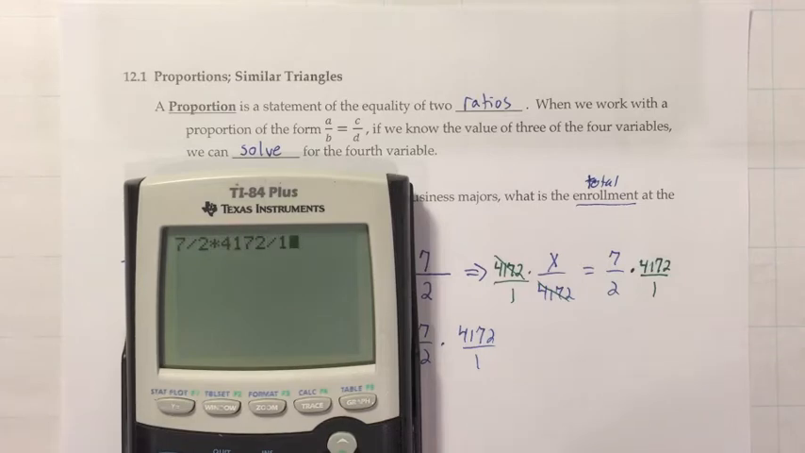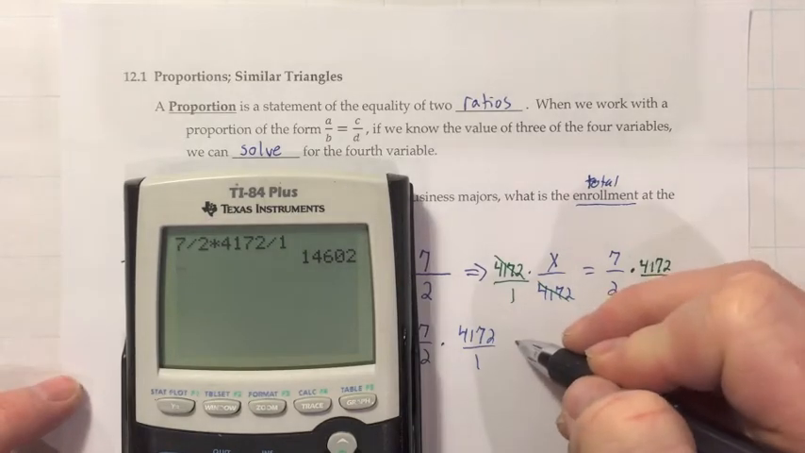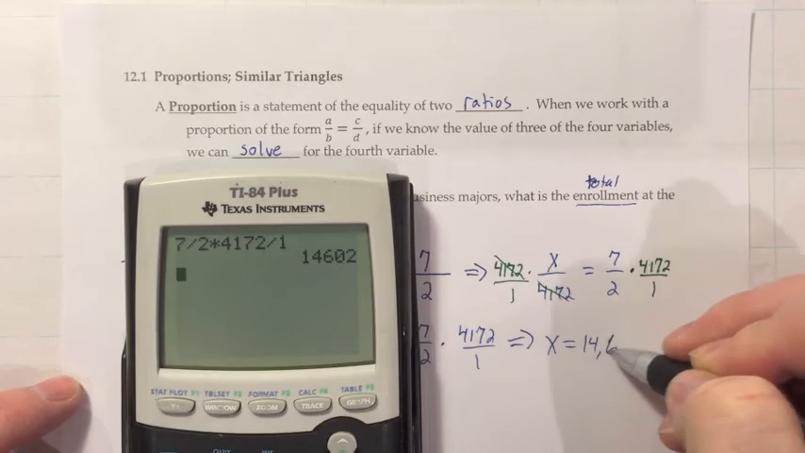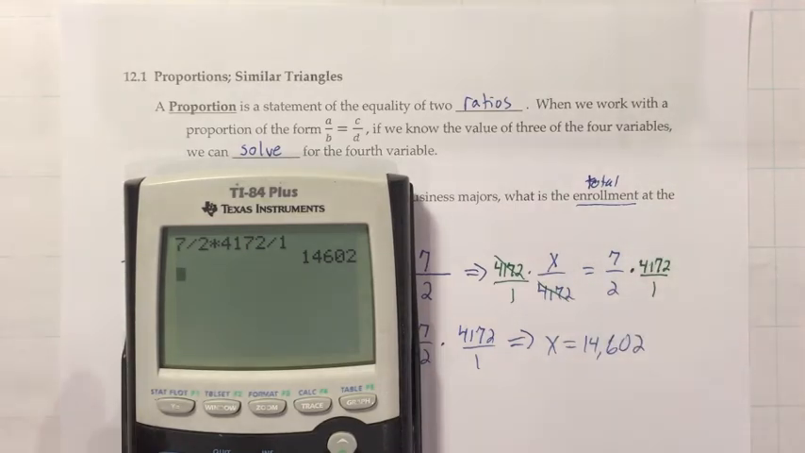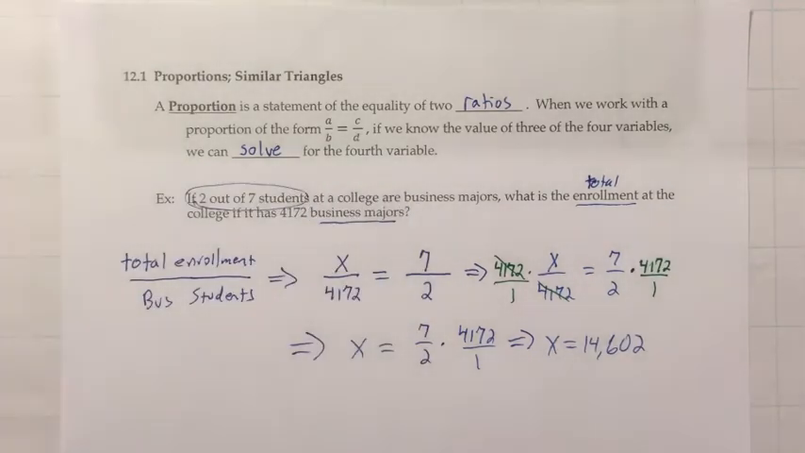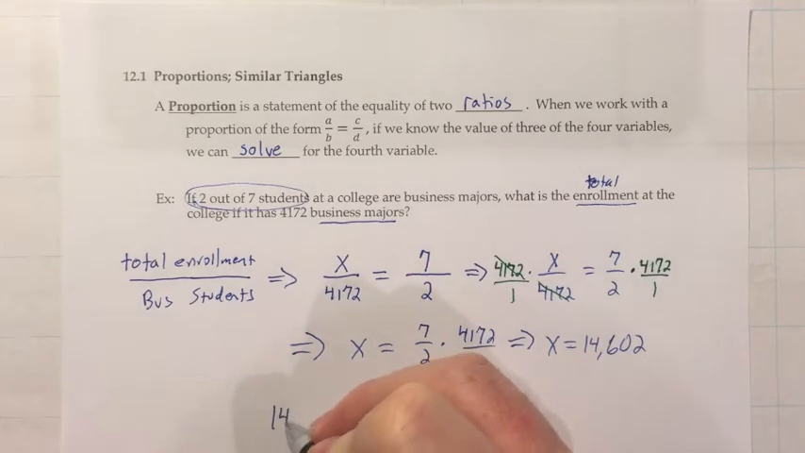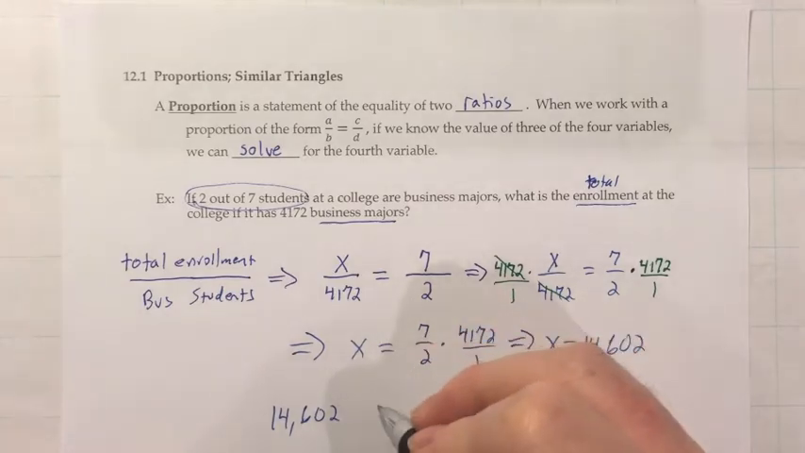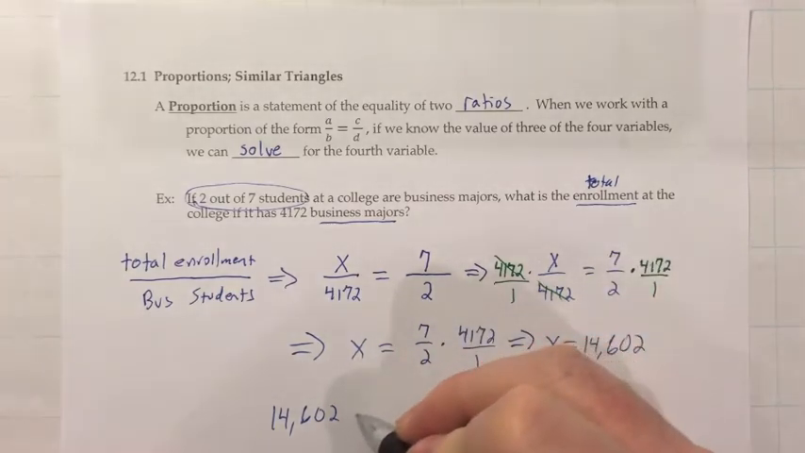You could skip the over 1 part if you want. And we get 14,602. So x is equal to 14,602, and I've solved for the variable. That's the good news. The bad news is when you read this problem, there was no x, so I shouldn't just give my answer as x equals. I should put that into words. So 14,602 is the total enrollment at the college.